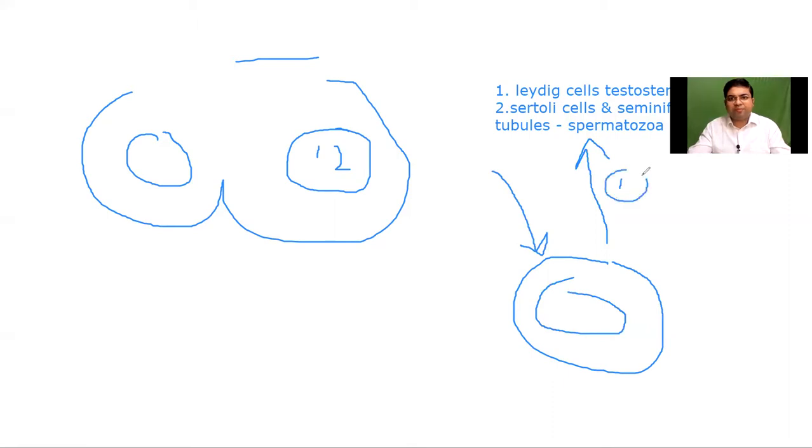Is the one exit from the testis. The second exit obviously has, so some person has to carry this. There must be a transport channel for the spermatozoa, isn't it? So we have something like this. Okay, fine. So there is also another outlet.